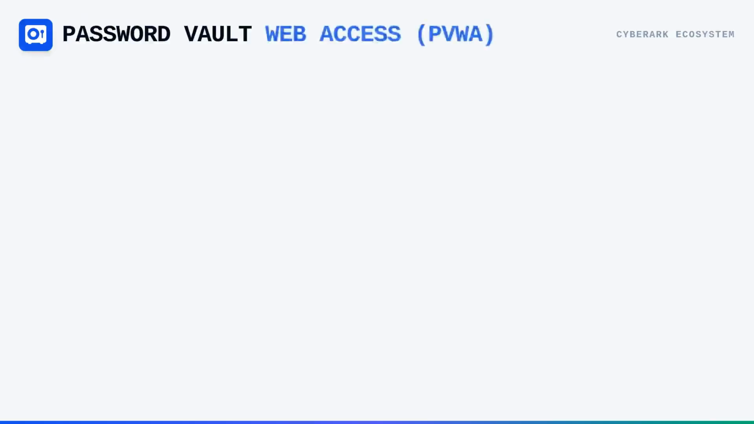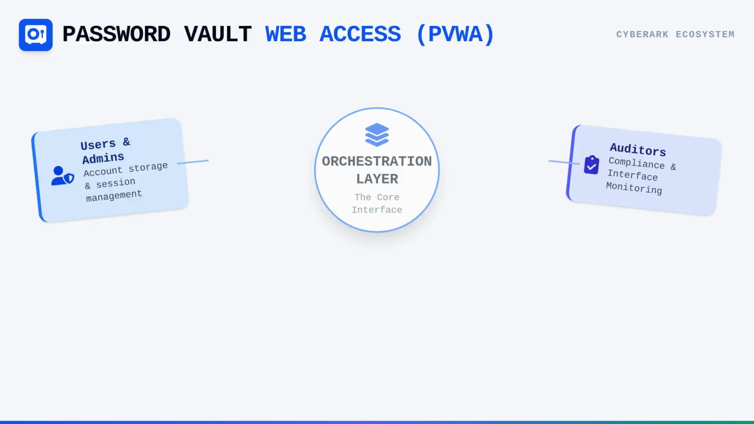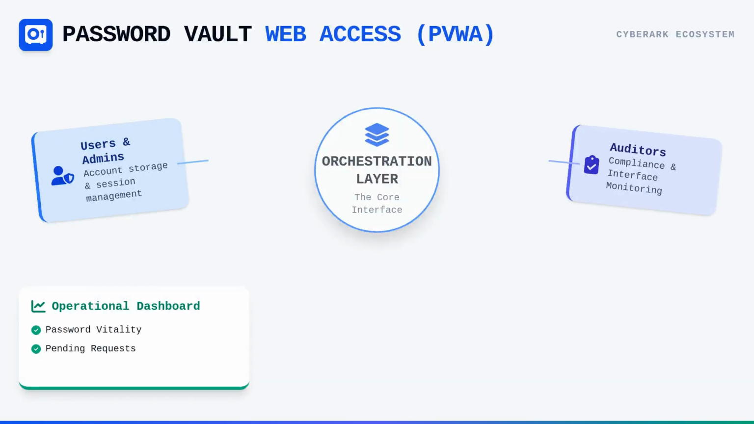The Password Vault Web Access, or PVWA, is more than just a simple browser-based front-end for the digital vault. It acts as the orchestration layer where users, administrators, and auditors interface with privileged account storage and session management capabilities. When you first log in, you are greeted by a dashboard that aggregates critical information about password vitality, pending requests, and general system health. Navigating this interface requires an understanding of the hierarchy of the underlying configuration settings.